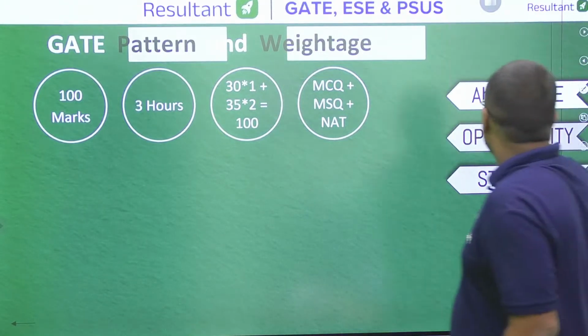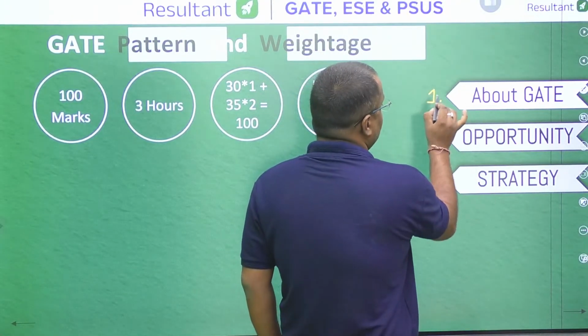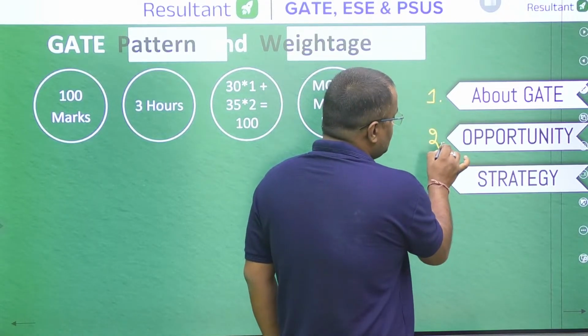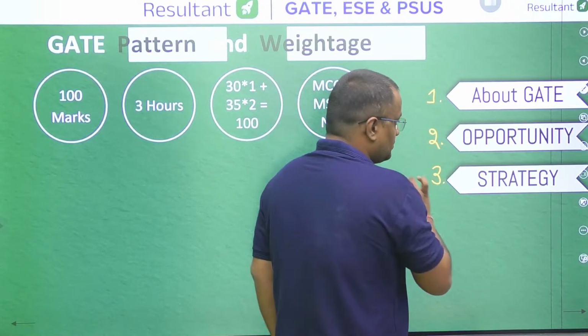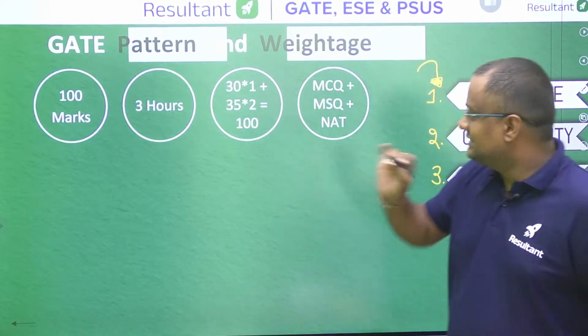Okay, let me tell you guys, in 3 phases we will be having this session. First about GATE and ESE, that will be 10 to 12 minutes. Then opportunities, 5 to 10 minutes. Then strategy and execution. So we are currently in the first phase, that is about GATE and ESE.